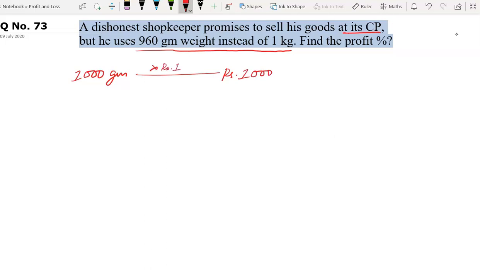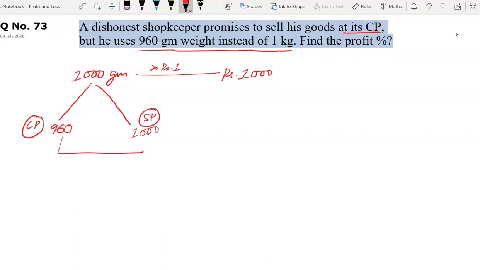1 rupee. Now while selling the goods, the shopkeeper uses 960 gram weight. He is not using 1000 gram, but he is using 960 gram. So 960 gram will cost him how much? 960 rupees. So this is our CP, cost price, and he promises to sell his goods at its cost price. So he is promising to sell 1000 gram. So 1000 gram, we know it's 1000 rupees. So this is our selling price.